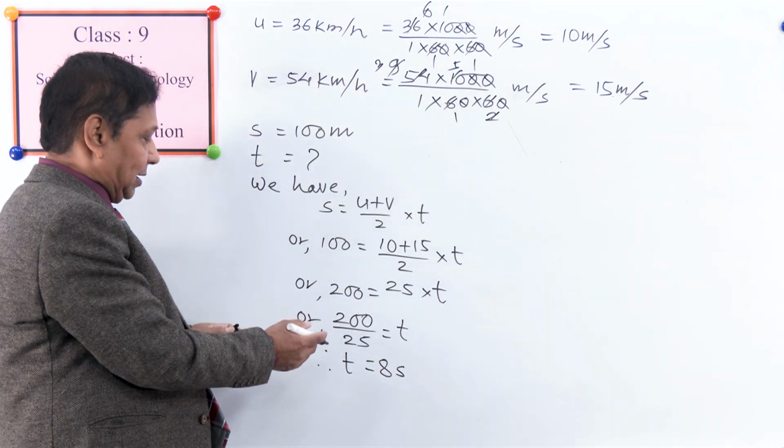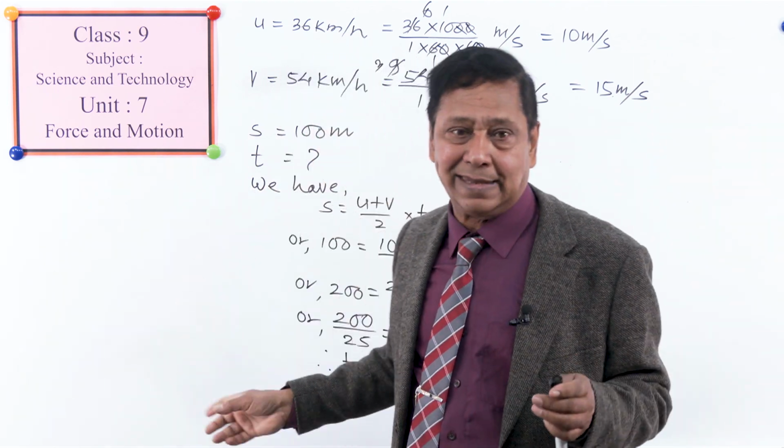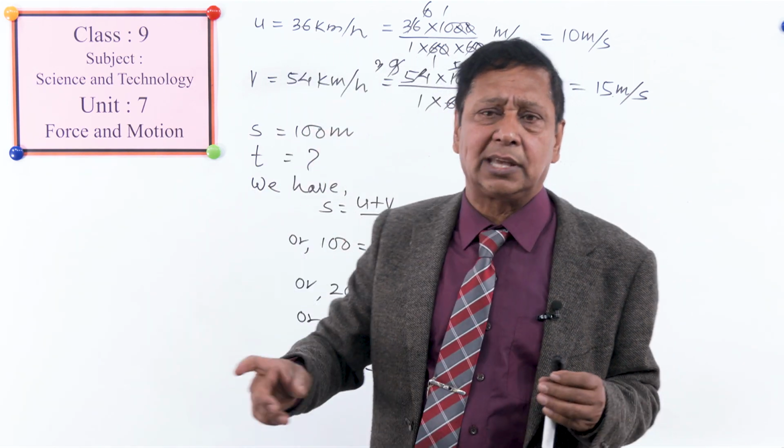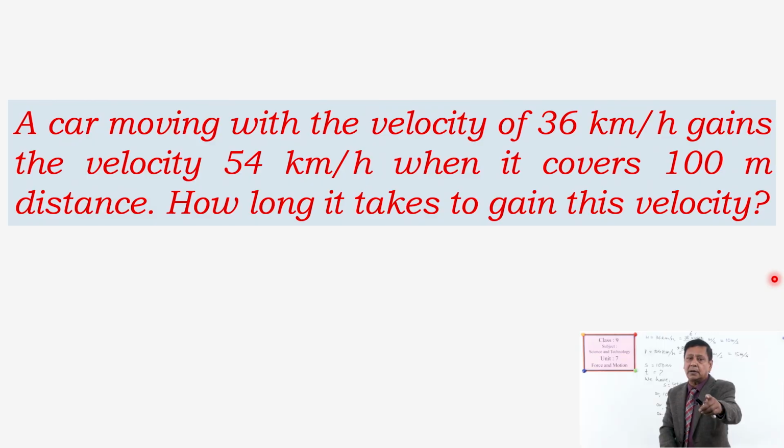Thus, lastly we got T. What is the value of T? 8 seconds. You can write one sentence for this numerical. This way we can write how long it takes to gain this velocity. That's why car gains this velocity. Car gains the final velocity 54 km per hour in 8 seconds. We can write one sentence for this also.